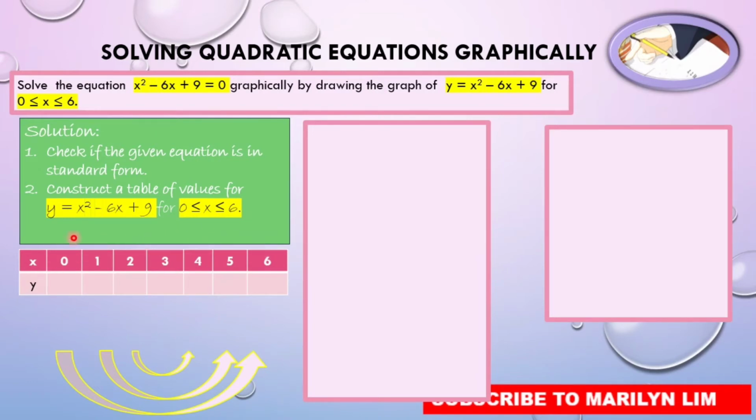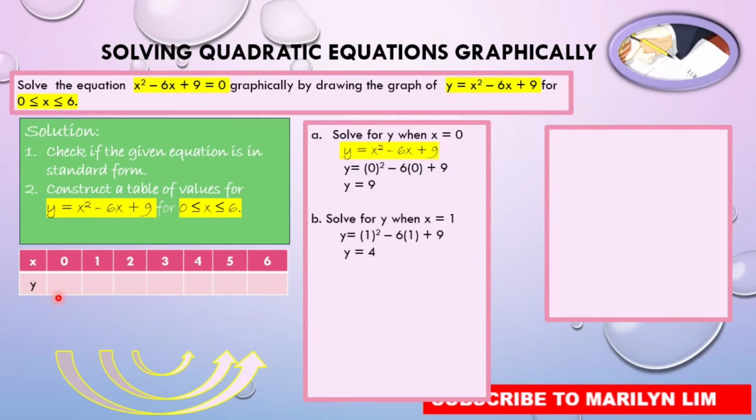I hope you remember how to plot your points and find the values for the x's given. So let's continue. Let us solve for y when x is equal to 0. So here, and then just continue. Solve for y when x is equal to 1. Substitute the values. So 1 squared, 1 minus 6 plus 9, that will give you 4.